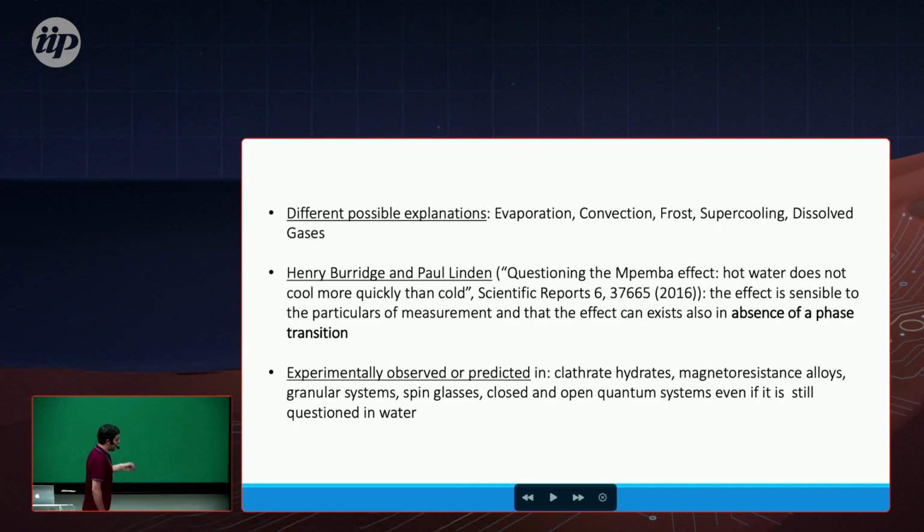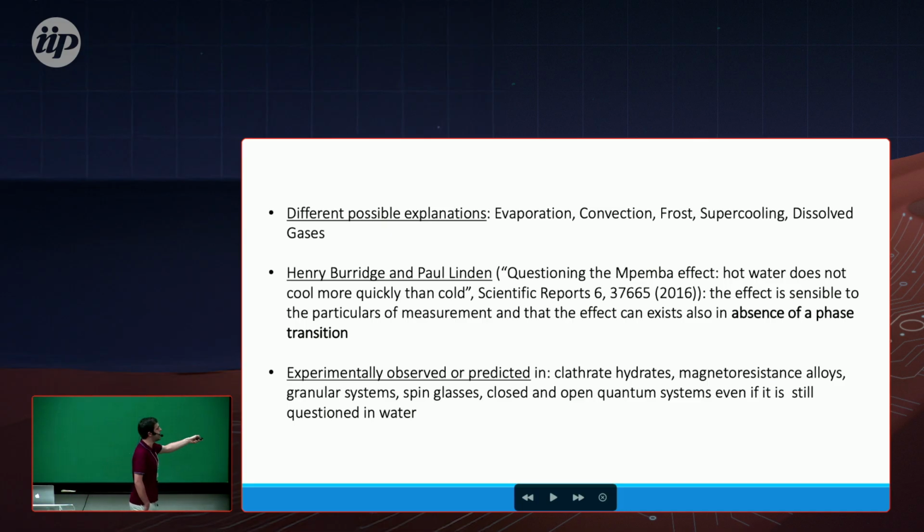People tried different explanations, at least for water, but none of these explanations was truly satisfying. And a really important contribution was given by Burridge and Linden, who did some experiments and showed that the Mpemba effect can be observed or not, as a function of how we do the experiment and how we observe temperature inside the samples. So one must pay real attention to this. But they also discovered another thing that is really important. We don't need a phase transition to observe the Mpemba effect. We can observe the Mpemba effect just by changing temperature, while staying inside the same phase.